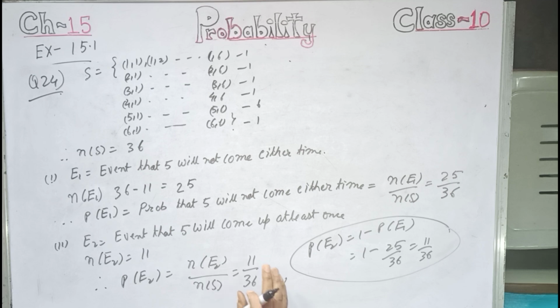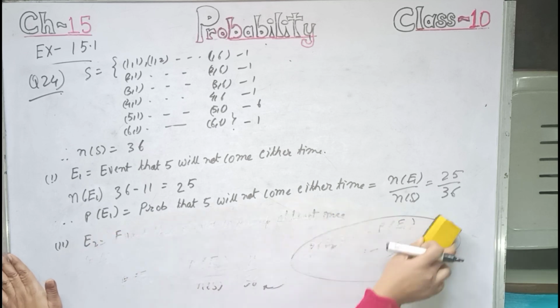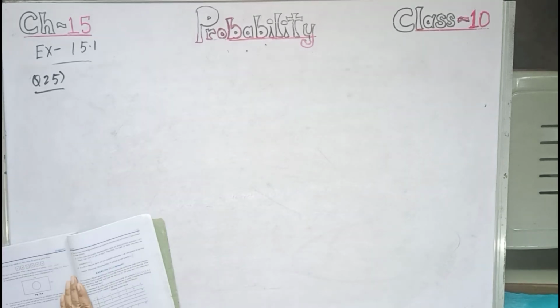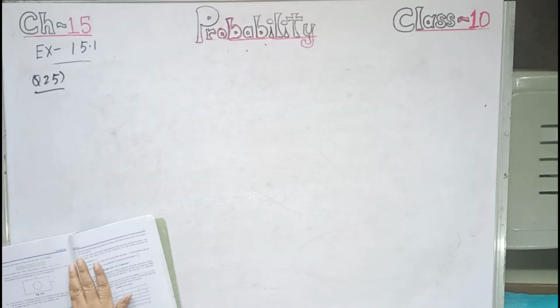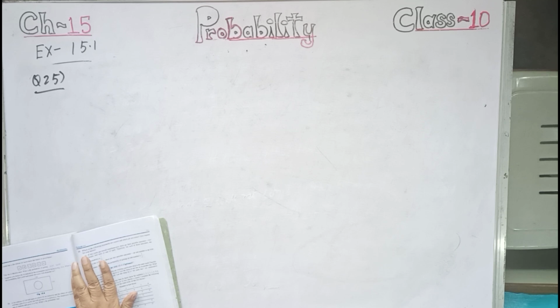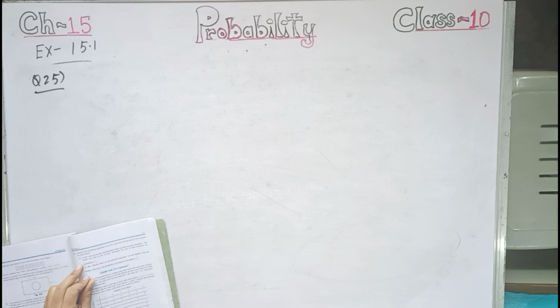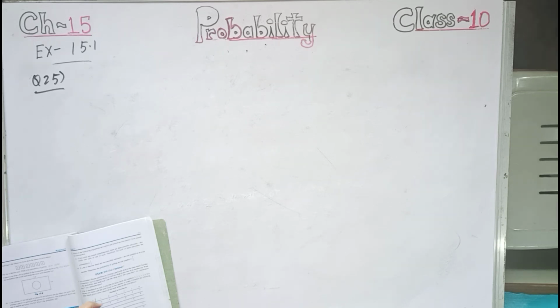So one more question is left. Now question number 25 says which of the following arguments are correct and which are not correct. Give reasons for your answer. Part number 1 says that if two coins are tossed simultaneously, there are three possible outcomes: two heads, two tails, or one of each. Therefore, for each of these outcomes, the probability is 1 by 3.